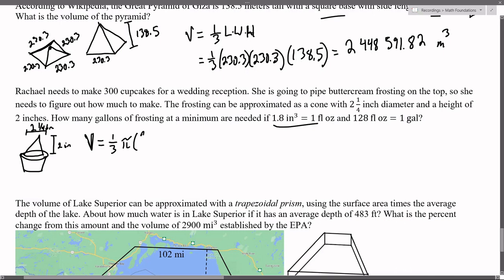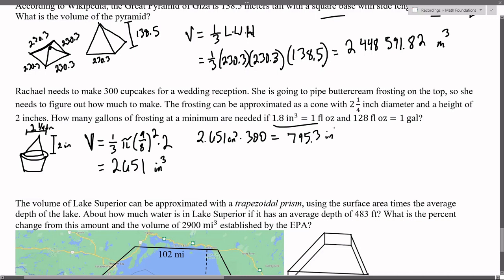It's going to be 9/8 times the height of the cone, which is going to be 2 inches. So that's the volume of this frosting. Doing that, I get 2.651 inch cubed, so that's the volume for 1 cupcake. We have 300 of them, so that gives 795.3 inches cubed. So we're going to figure out how many gallons of frosting is necessary.